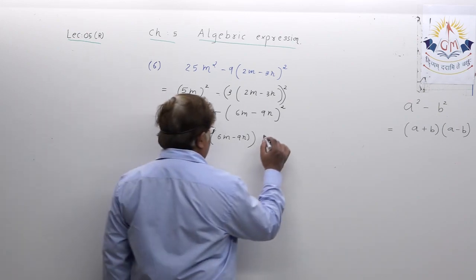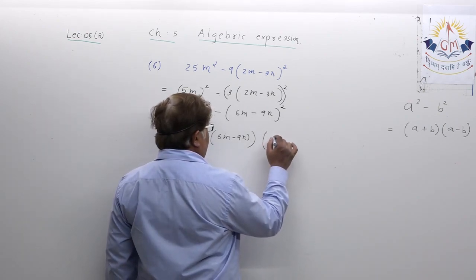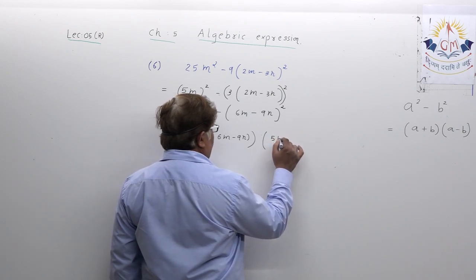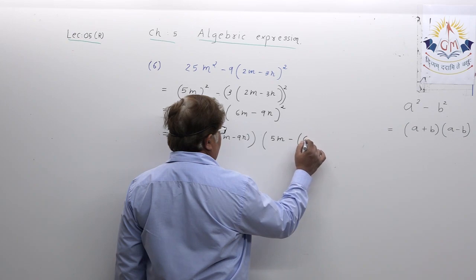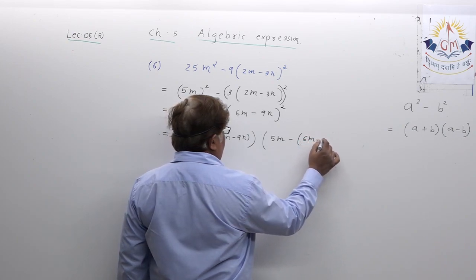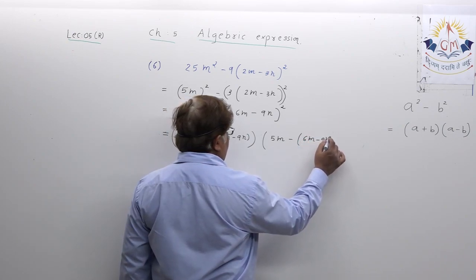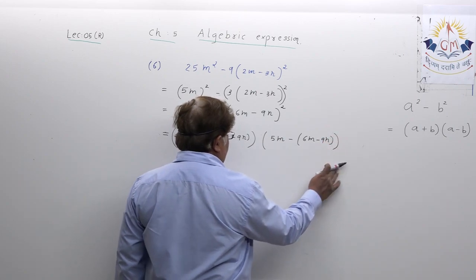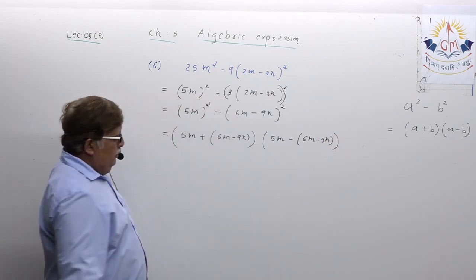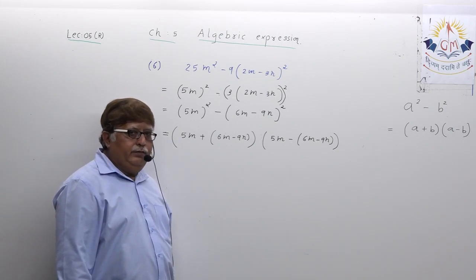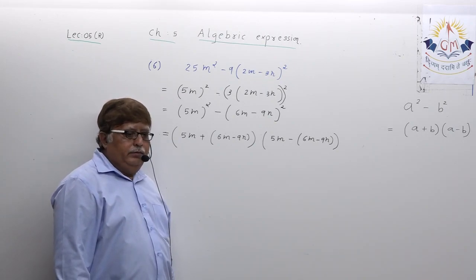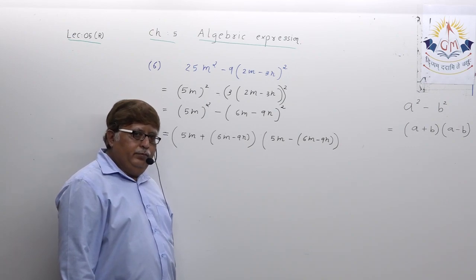And then here 5m minus, you will write in bracket 6m minus 9n. Please verify this step. This step is very important. Understood?